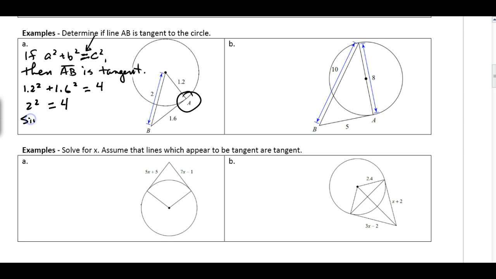So since A squared plus B squared is equal to C squared, the triangle is a right triangle, and AB is tangent to the circle. Alright, and again, if you have any questions about that reasoning, make sure that you ask.